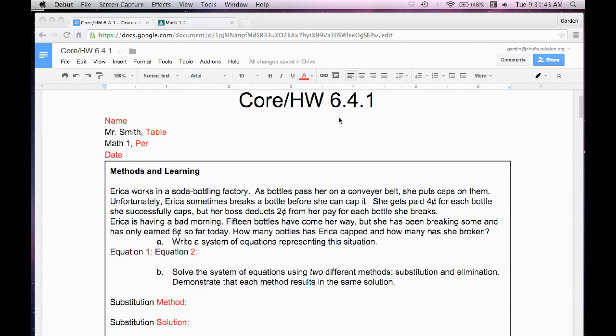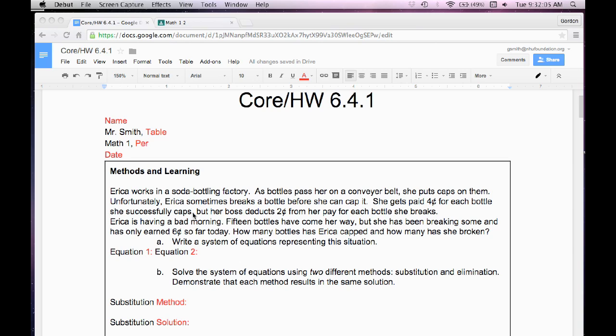Okay, so we're going to look at core homework 6.4.1 methods and learning. It says Erica works in the soda bottling factory. As bottles pass her on the conveyor belt, she puts caps on them. Unfortunately, Erica sometimes breaks a bottle before she can cap it. Ooh, doesn't sound too good. She gets paid 4 cents for each bottle she successfully caps.